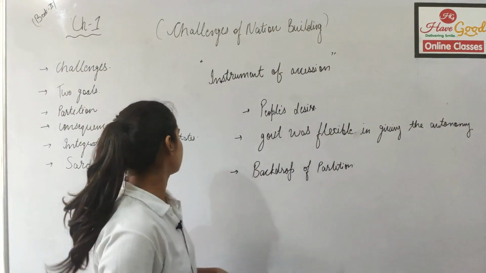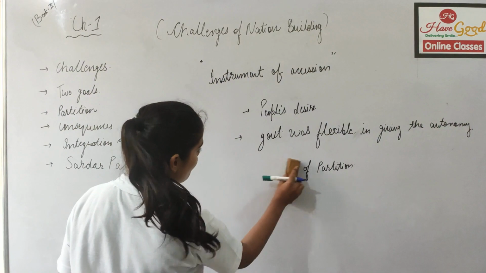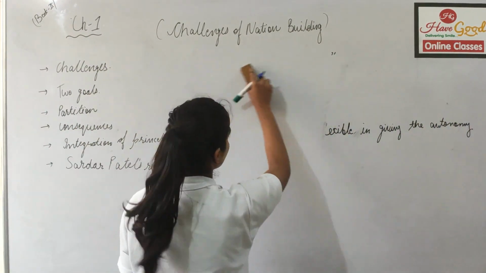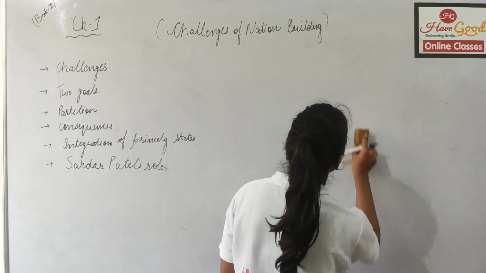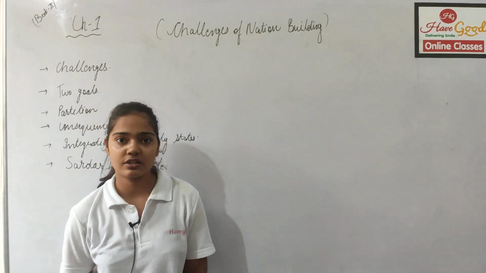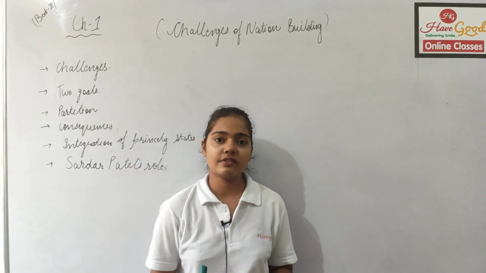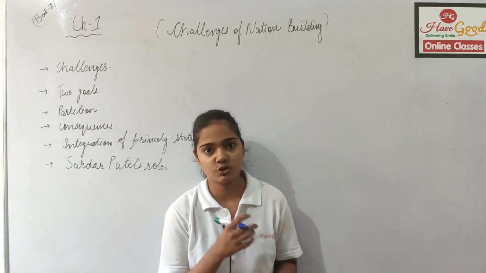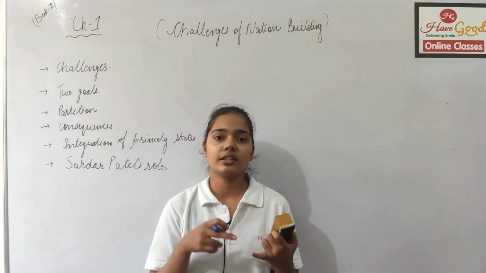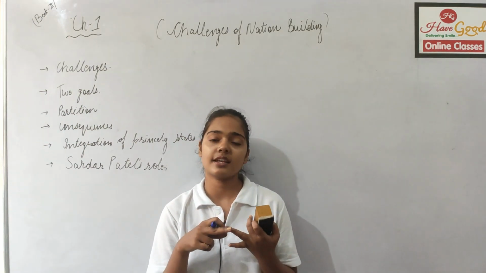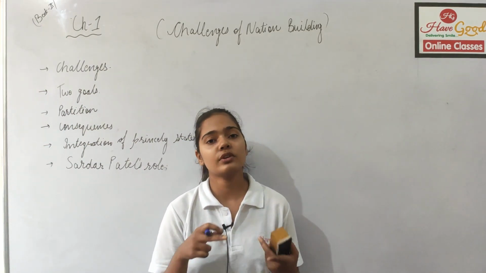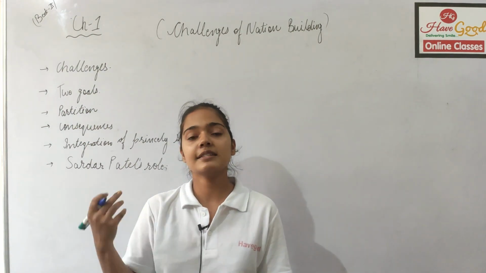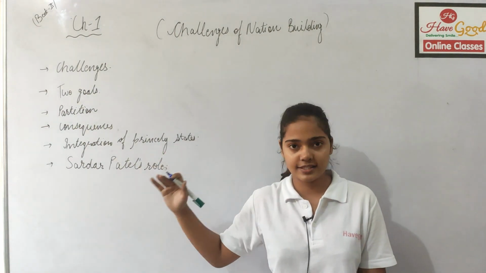And now the last term is: there were four princely states which created trouble in signing that instrument of accession. Out of those 565 states, there were 4 states which really created trouble. The very first is Jammu and Kashmir, the second is Junagadh, the third is Manipur, and the fourth is Hyderabad. These are the 4 states that created trouble in signing the instrument of accession.